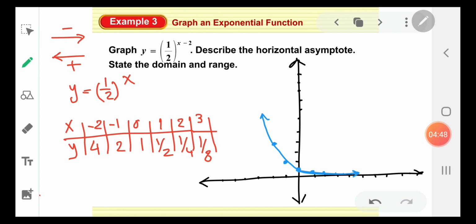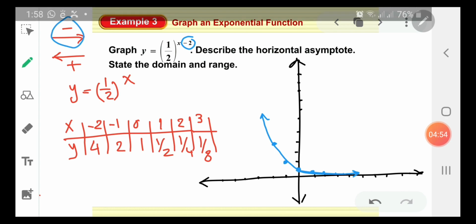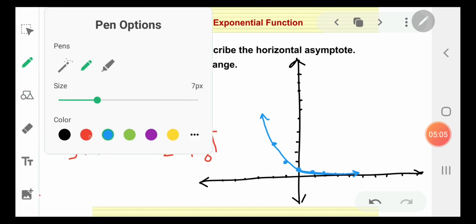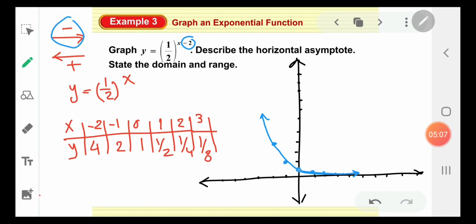Now, as we said earlier, this -2, this subtraction is causing a horizontal translation to the right. It means I'm going to shift all the points to the right 2 units. Let's start with this one. I'm starting with the y-intercept, the most important point. I'll use another color here, the red one. This 0, 1, I'm shifting it 2 units to the right. I'm getting my new point.